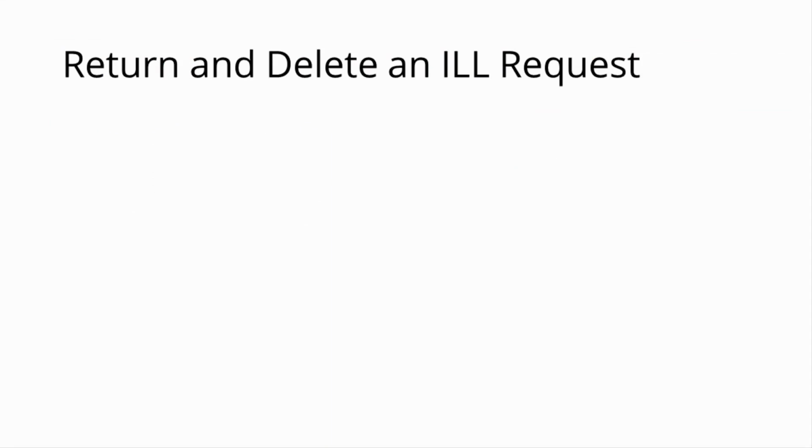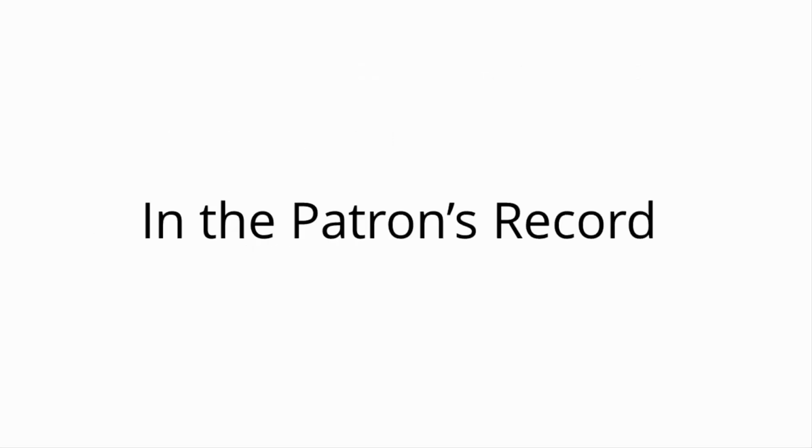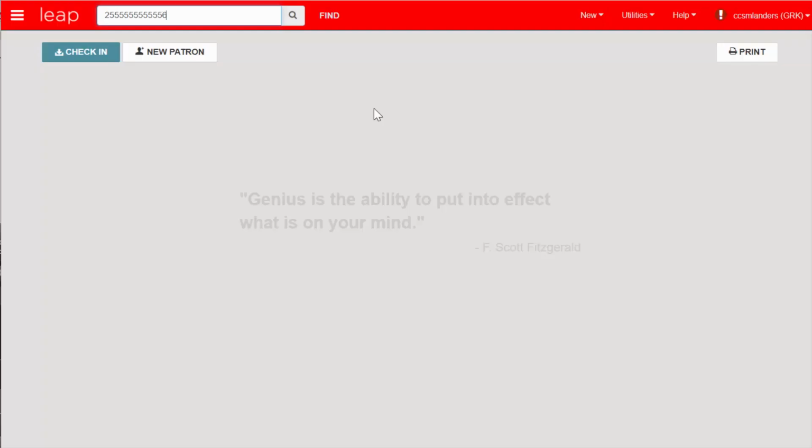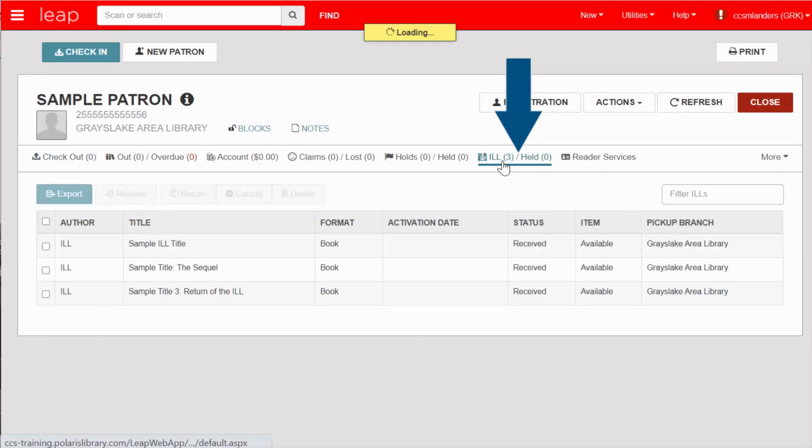Also, just like when receiving, you can return and delete ILL request records from the patron record, from the request record, or from the request manager. We'll first look at how to return and delete from the patron record. Open the patron record and navigate to their ILL held tab.